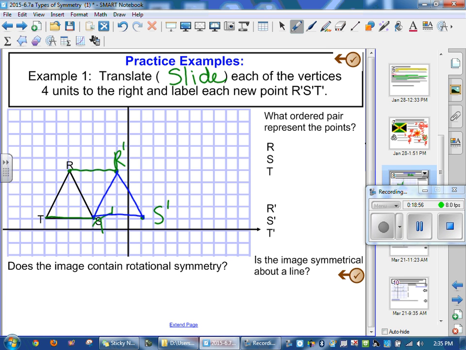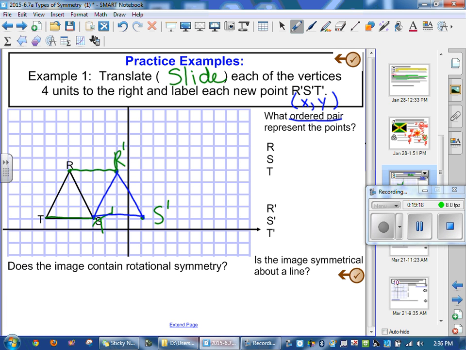Alright. Now, what ordered pair represents the first set? So RST is our original, R, S and T. So we need to find out their location on a map is what it's saying. What is the ordered pair? Ordered pair means the X number and Y number of its location. Okay? That means X comma Y. What is the location on this grid?